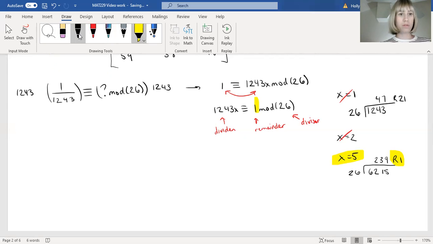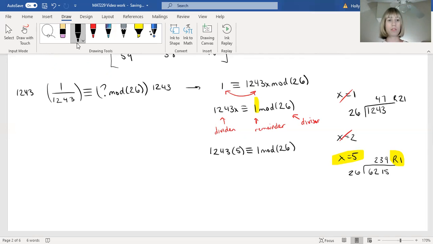Okay, so let's put 5 back in there. So if we have 1243 times 5 mod 26, right, with the remainder of 1. Well, let's just backtrack. Remember, we started with a fraction, 1 over 1243, and we need to get back there because that's our real determinant. So let's just divide the whole thing.